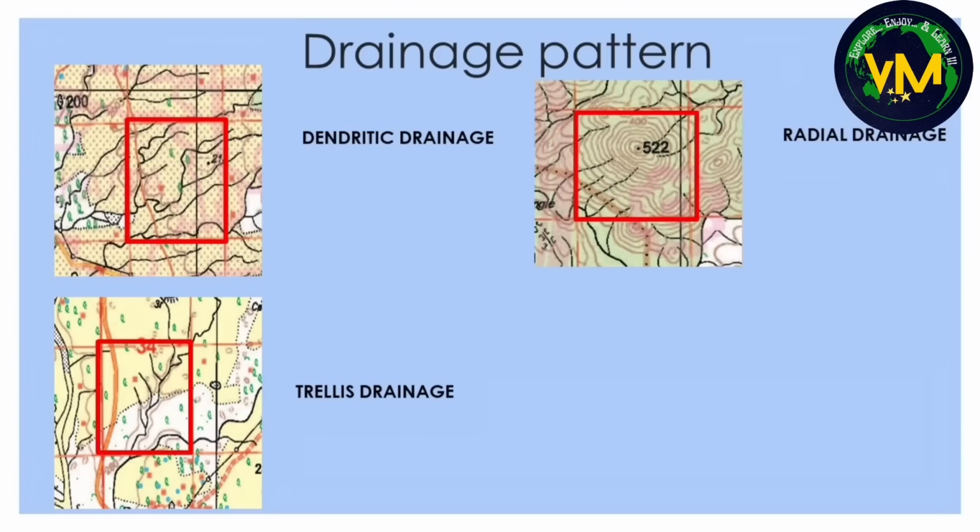For the radial drainage pattern, 2 conditions should be checked. First condition, you should see contour lines. Second condition, you should see the streams flowing from the top of a hill or a mountain in all directions. Only then is it a radial pattern.